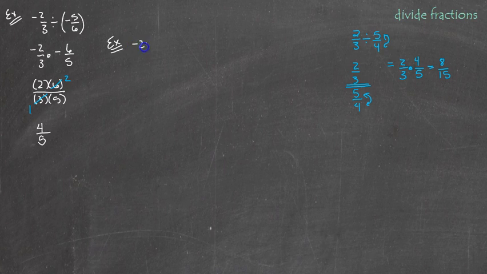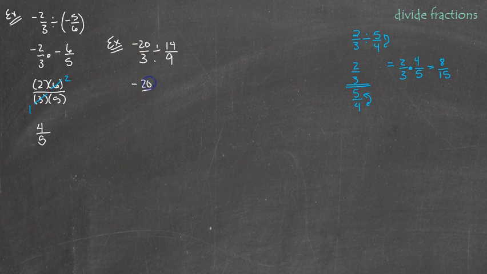-20/3 divided by 14/9. Oof. Those look like big numbers. I hope there's some reducing I can do. I don't really want to do any of that multiplication, I don't think. A negative and a positive is a negative.